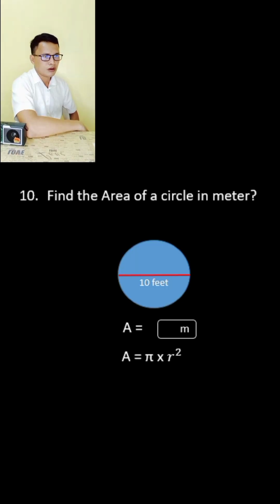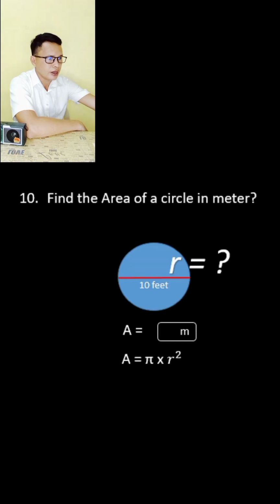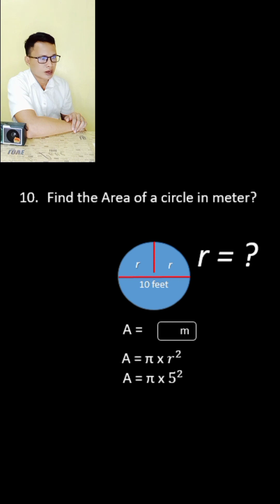Okay, for number 10, find the area of the circle in meters. First, let's take the area in feet. Then let's just convert the answer to meters. In this problem, you notice the given is only the diameter and we need to get the value of the radius, and half of the diameter is our radius, so half of 10 is 5.